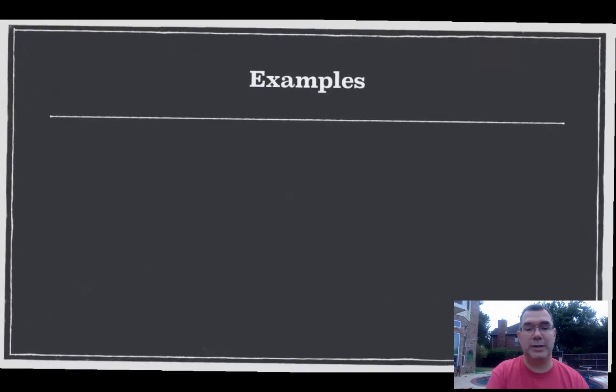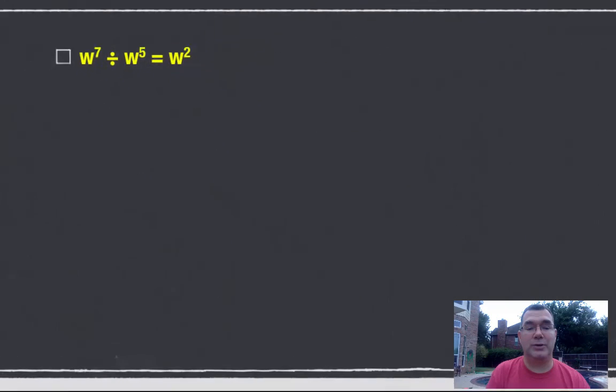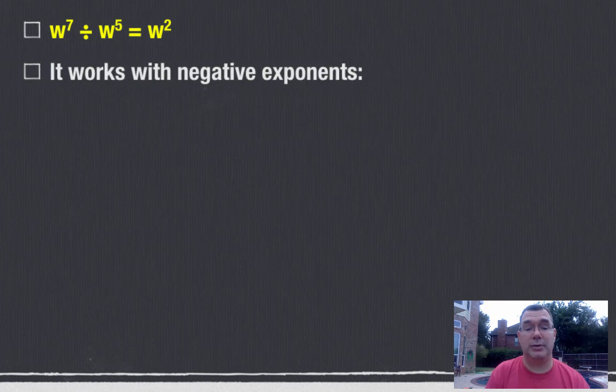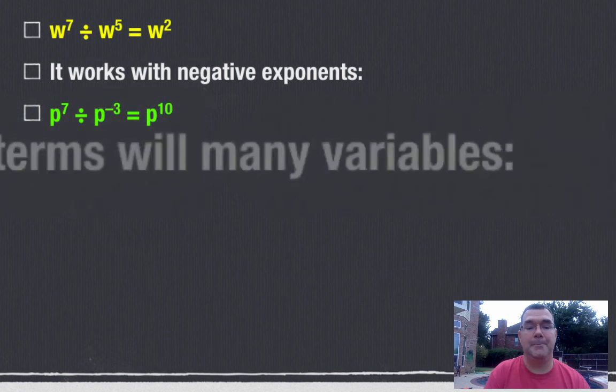So let's look at some more examples. If I have w to the 7 divided by w to the 5th, my answer is going to be w to the 7 minus 5, which is just w to the 2. It also works with negative exponents. If I have p to the 7 divided by p to the negative 3, that's going to be p to the 7 minus negative 3, which is p to the 10.